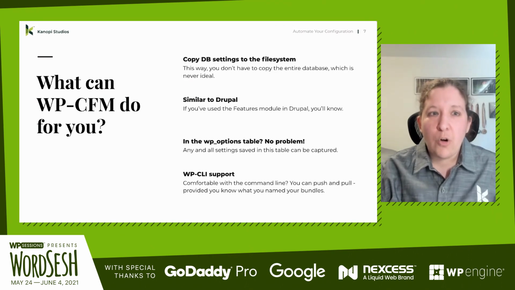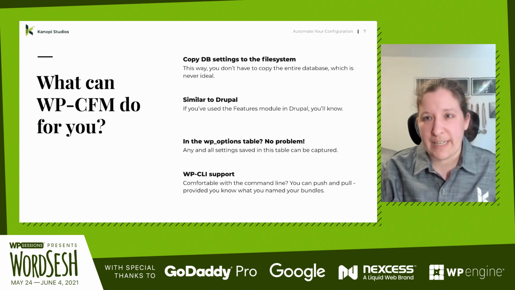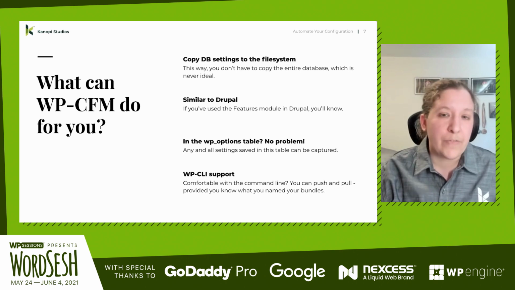So, what can WP-CFM do for you? Well, firstly, it can copy your database settings to the file system. This way, if you just want certain settings, you don't need to worry about copying your database every single time, which again is never ideal because you don't have to worry about doing a search replace for a different environment, or you may have certain content that you only want to show on your staging or on your local rather than production.